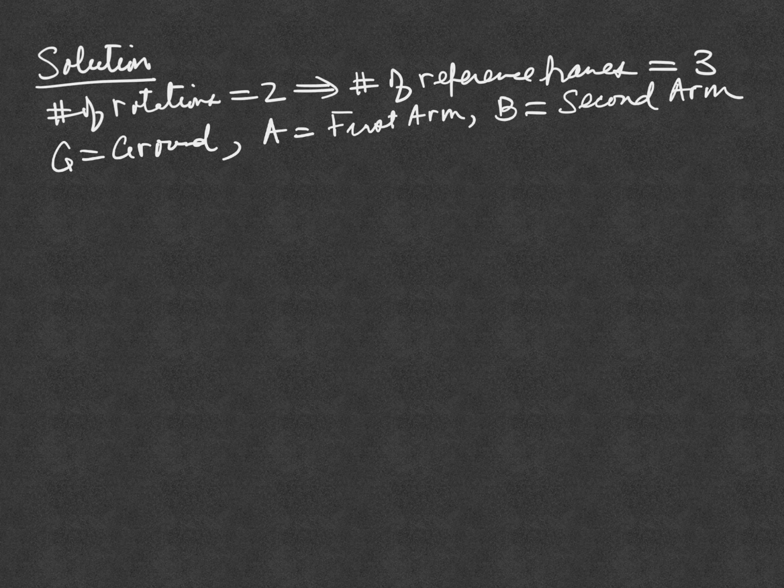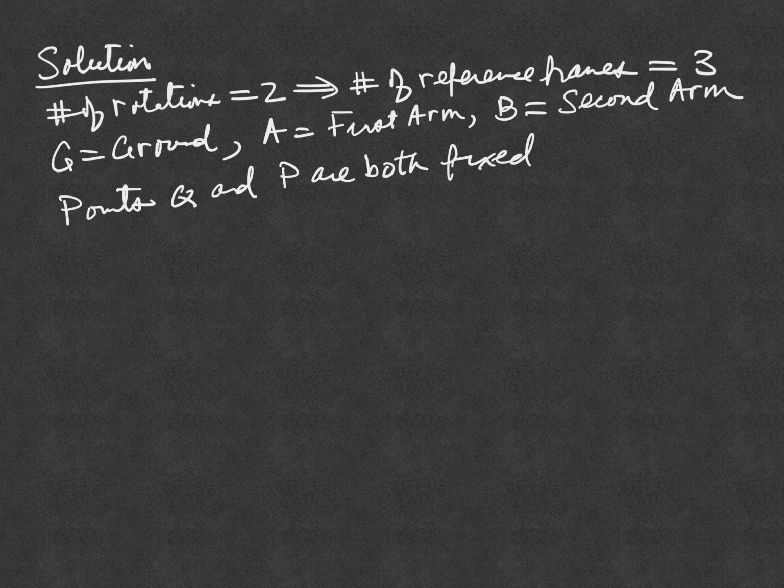Now you'll notice in this problem, points Q and P are both fixed in B because they're fixed in the second arm. So that means that we need to express everything in coordinates fixed in the second arm.